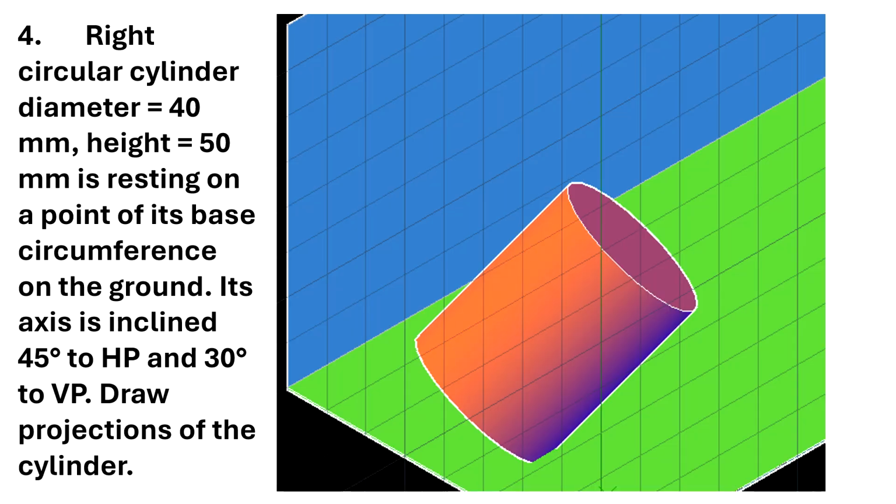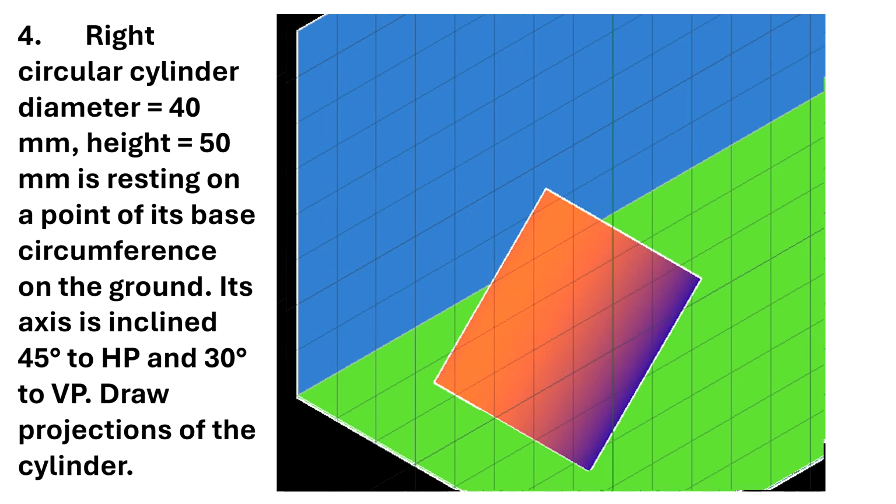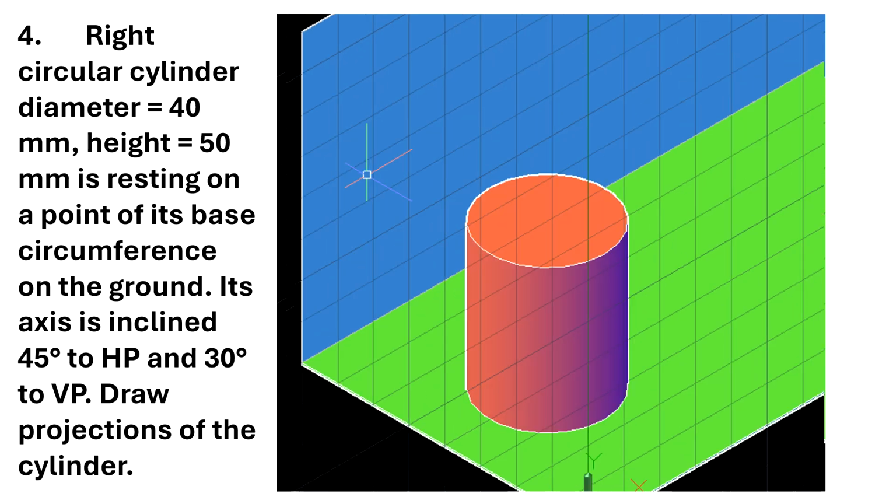So now I need to go back. This is the third stage of the problem, this is the second stage, and this will become the first stage. Now I need to draw the projections. First of all, I need to identify which view to start with. Because the base is parallel to the horizontal plane, I need to start with the top view, and then the front view, and view 2, view 3, view 4, view 5 and view 6 we will get simultaneously.